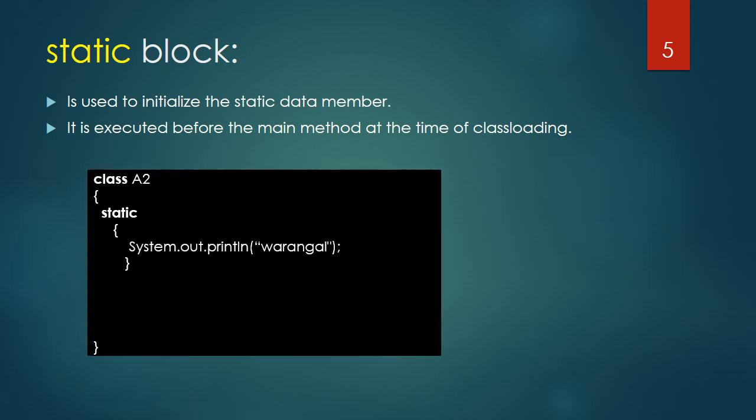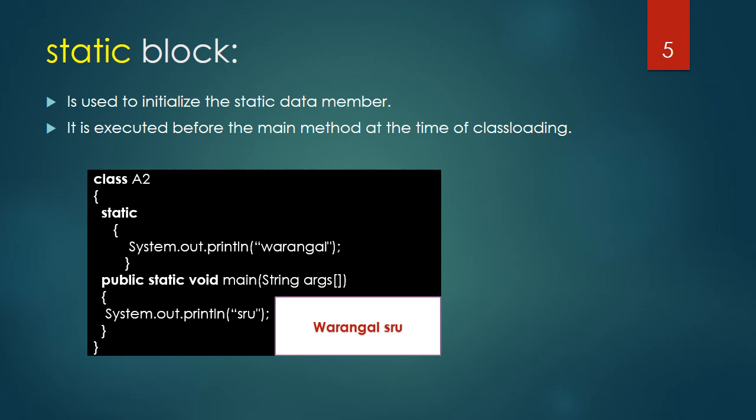So class A2. In this class I have taken one block. Generally a block starts with an open brace and ends with a closed brace. This block I am making static, and in this static block I am just printing one message, Warangal. Next, this is the main method. In the main method I am printing SRU. Generally the main method will be executed first, but in this program I have taken the static block, so that block will be executed before the main method. So here the output is Warangal SRU.